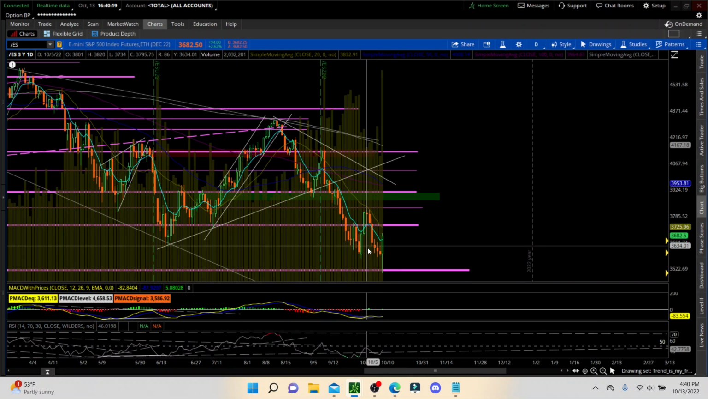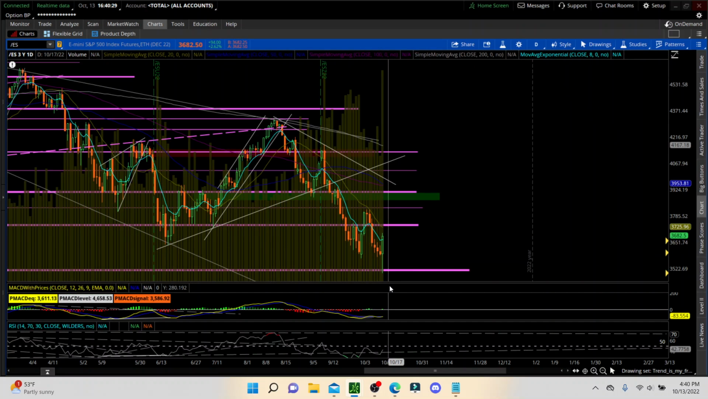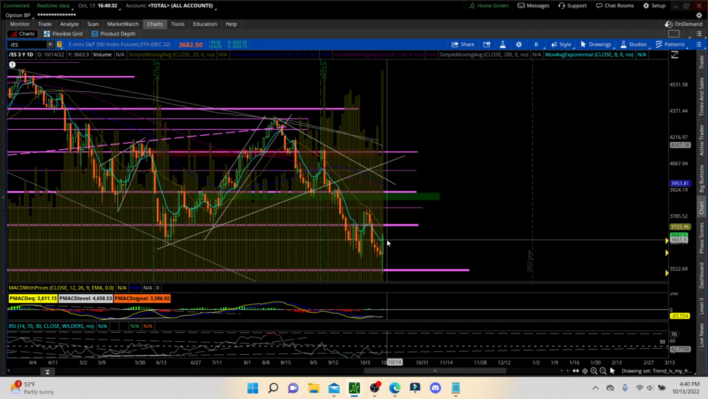But if you notice what's happening here, we're right at the 8 EMA. We're coming up on the 20, and this is still bearish. We still have lower highs and lower lows. We made another one. So this simply could reverse anytime now.